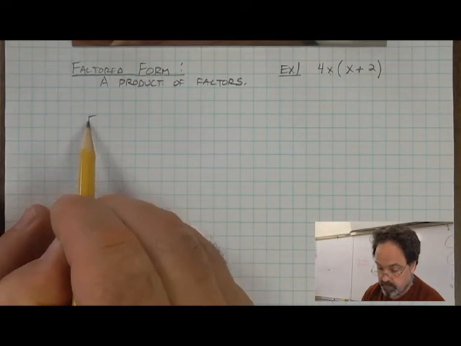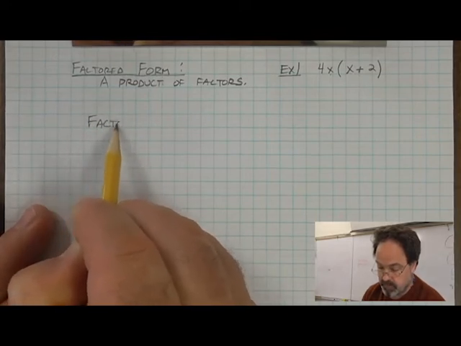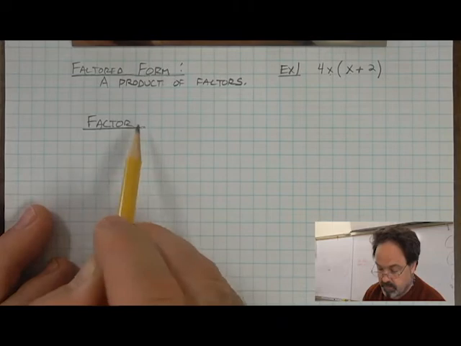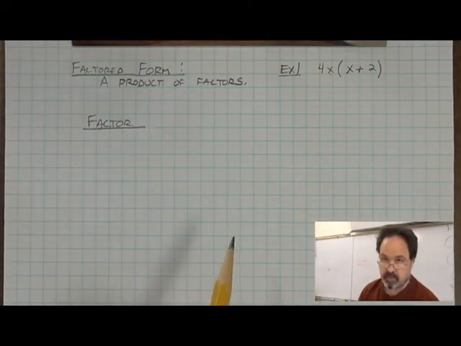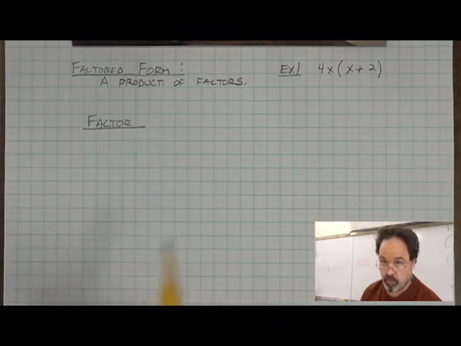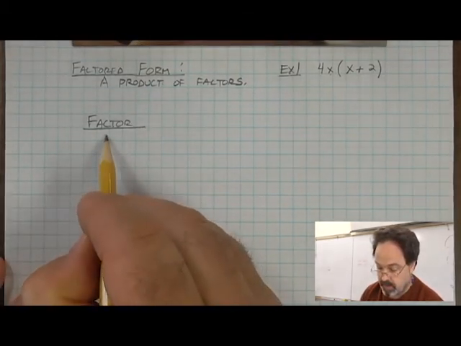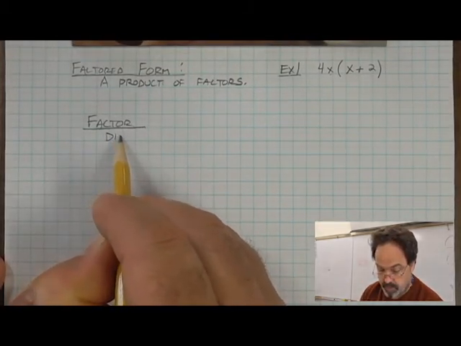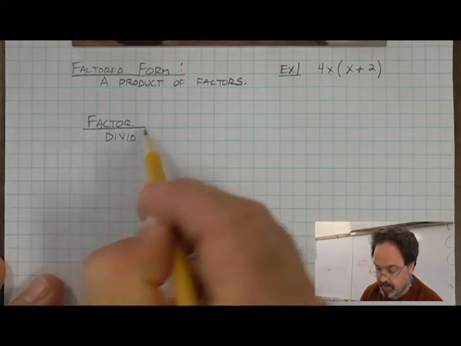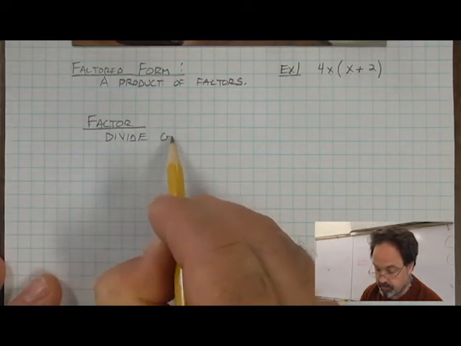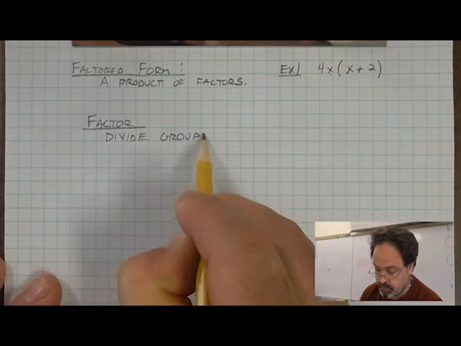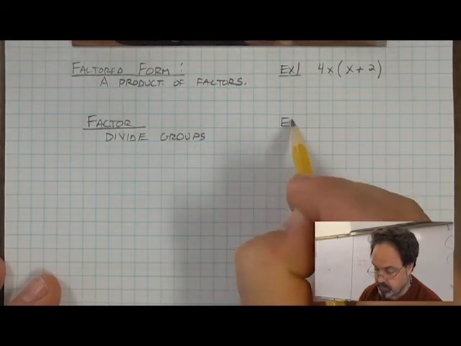Very often we can be given the instruction to factor. Factor is an instruction to put into, or what you're given to put into factored form, and you approach that by dividing groups. And to show you what I mean, we'll have an example.